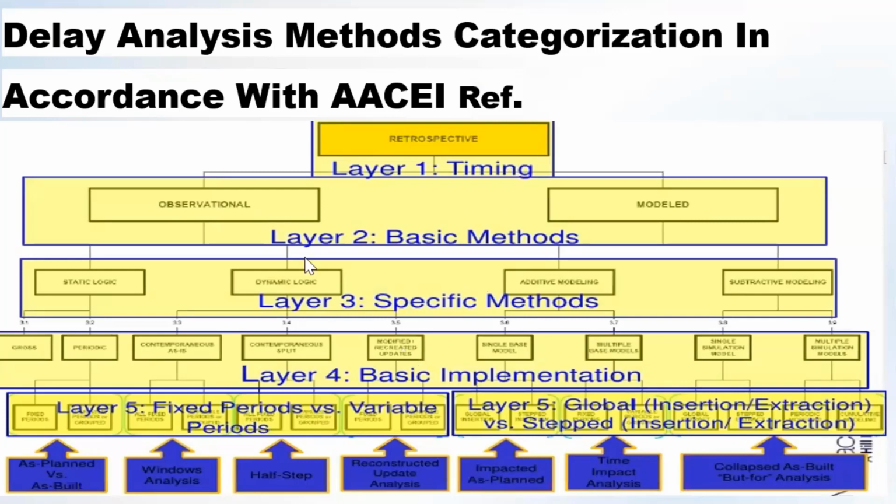So we have layer 1, the timing; layer 2, the basic method; layer 3, the specific method; layer 4, the basic implementation. And out of respect to all other references, the RP highlighted another layer. It's not a layer, it's something called the common name. Layer 5 is the fixed period versus variable periods, and global insertion versus stepped insertion. We will come to this, but the last line in this table is highlighting the common name, or the market name, for each layer, for each method.